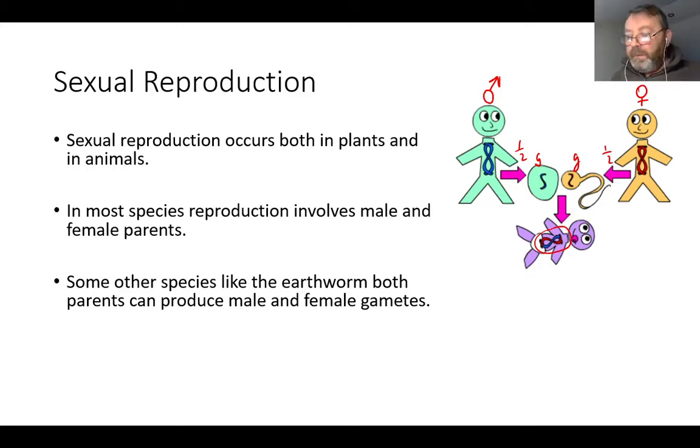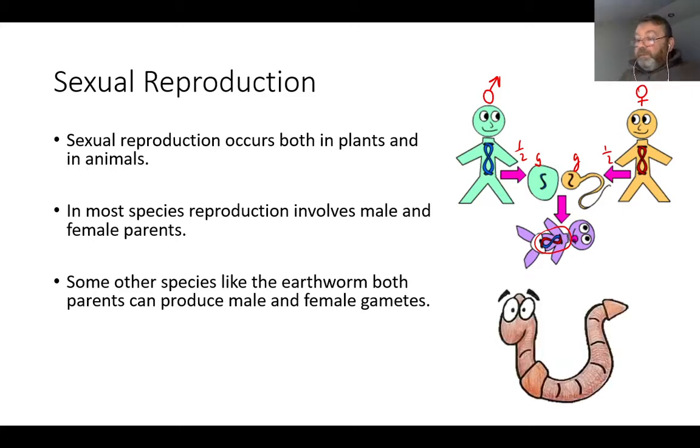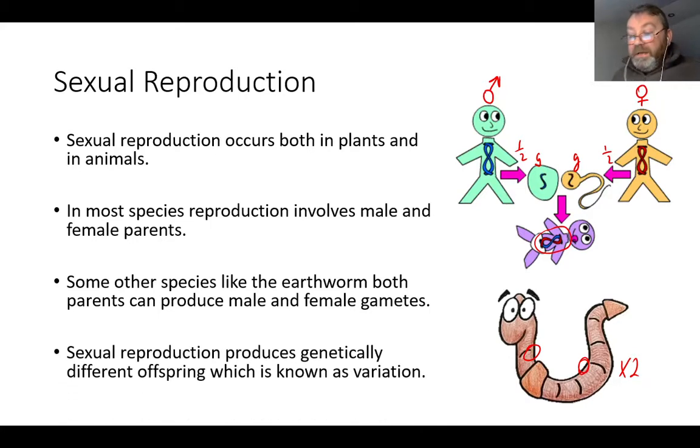Okay. So there's the little earthworm there, okay? And as I said to you already, it's usually up here somewhere where the male gametes are formed, and down here where the female gametes are formed, but you still need two earthworms in order to produce a new generation of earthworms. Sexual reproduction produces genetically different offspring, which is known as variation.